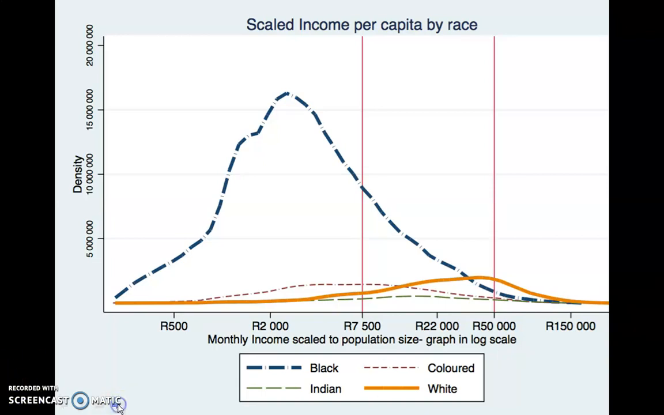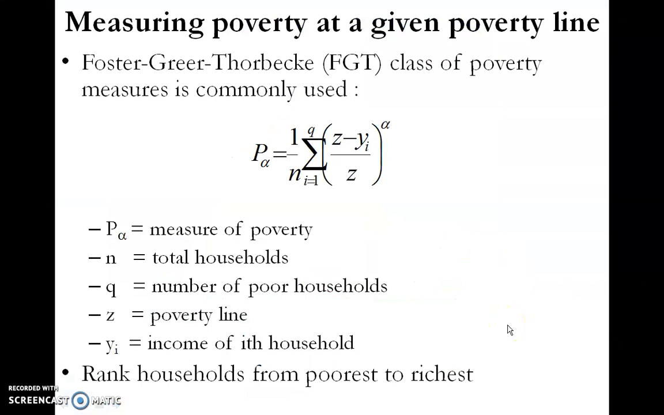Now, next up, we are going to look at measuring poverty at a specific poverty line, and we are going to use the FGT measures, the Foster-Greer-Thorbecke measures. So here we have our generic formula, and over the next few slides it will become differentiated according to the alpha measure over here. So P alpha will be some measure of poverty, where alpha could be 0, 1, or 2, which are the different poverty measures, and depending how alpha changes, this formula will change. N represents total households, Q represents the number of poor households, Z represents a particular poverty line that is selected in a particular context, and Y represents income.